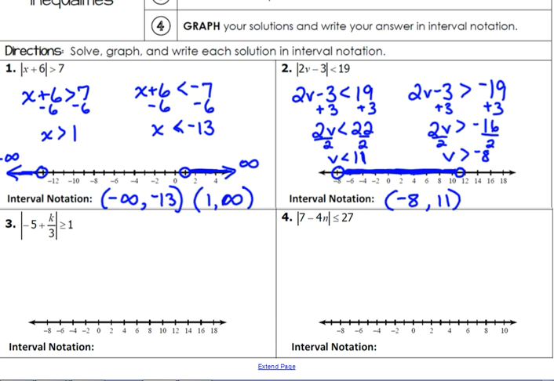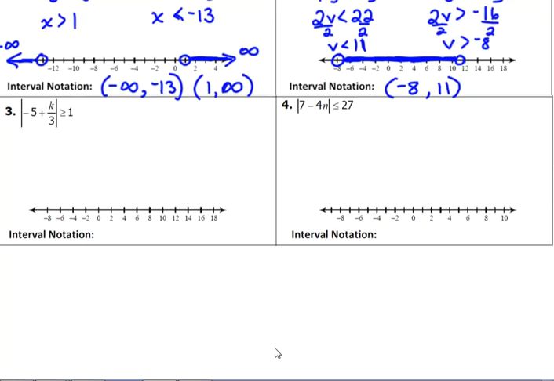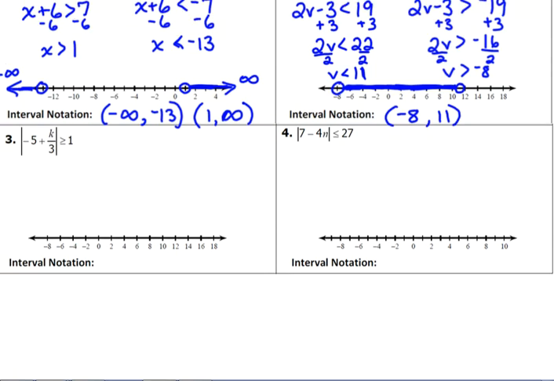Now, notice, all of these number lines are not exactly the same. They don't have the exact same scale on them. So use that as a little hint. If you get a number that's not on the number line, something probably went wrong when you were solving. So go back and check your numbers if yours don't fit on the number line. Okay? All right. Number 3 and 4.